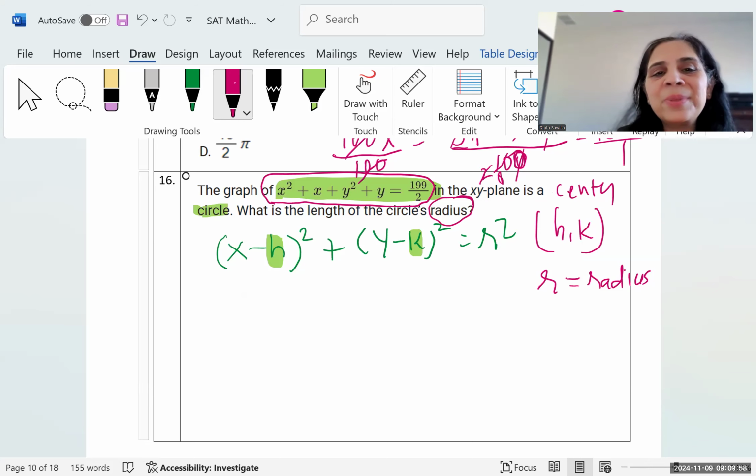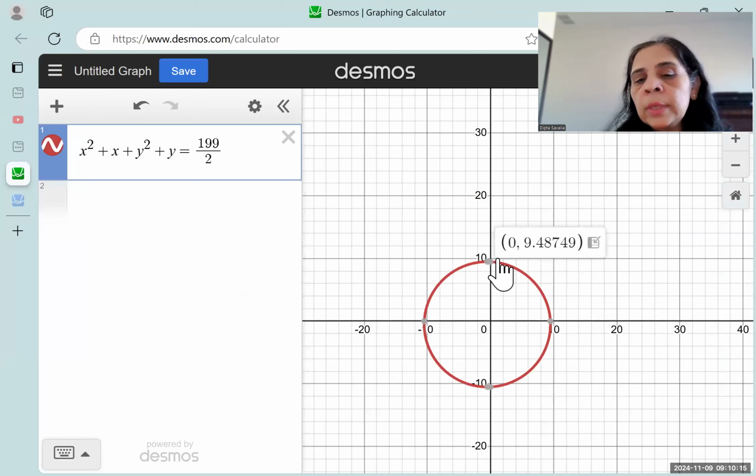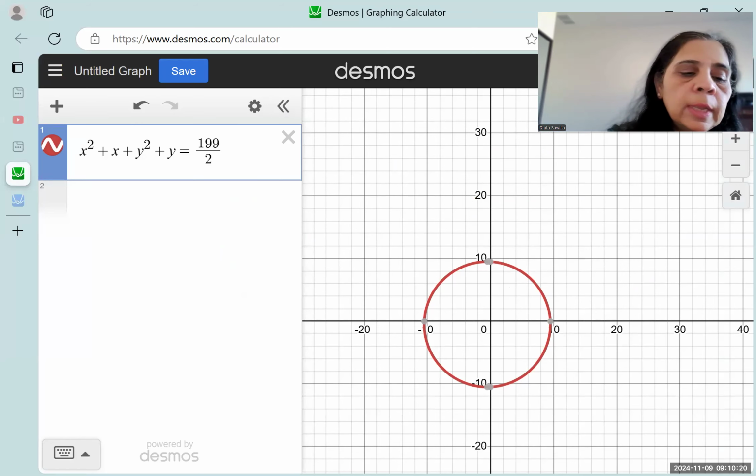Or we can use a calculator. So I will show you in the calculator. Let's see here. We can just enter this green highlighted piece in the calculator. I have already entered it here. If you click on these points, you can see here, let me highlight so you can see better.